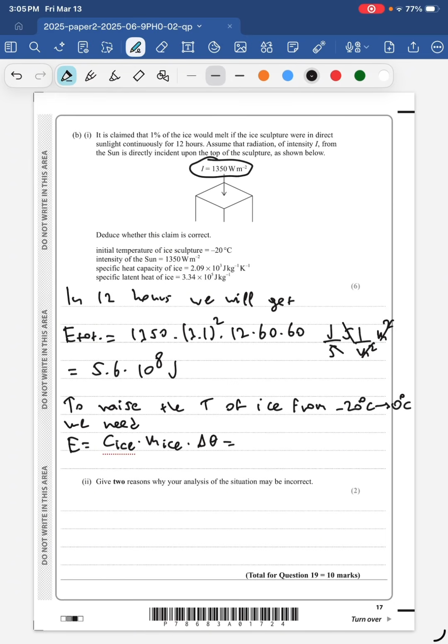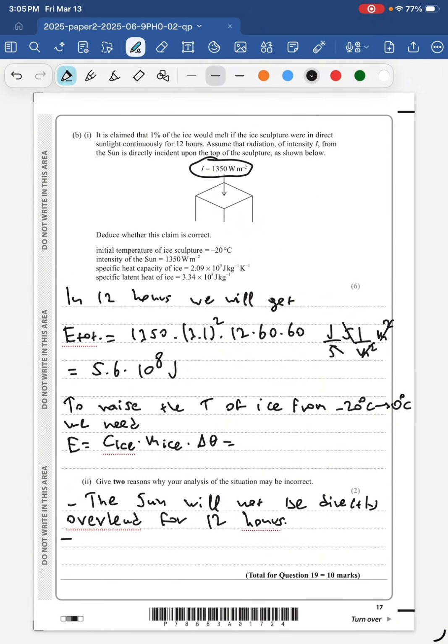Give 2 reasons why your analysis of the situation may be incorrect. So, first of all, the sun will not be directly overhead for 12 hours because it moves, right? And also, actually the earth moves, not the sun, but okay. And also some heat will be lost to the surroundings. So yeah, this is an erroneously wrong claim.